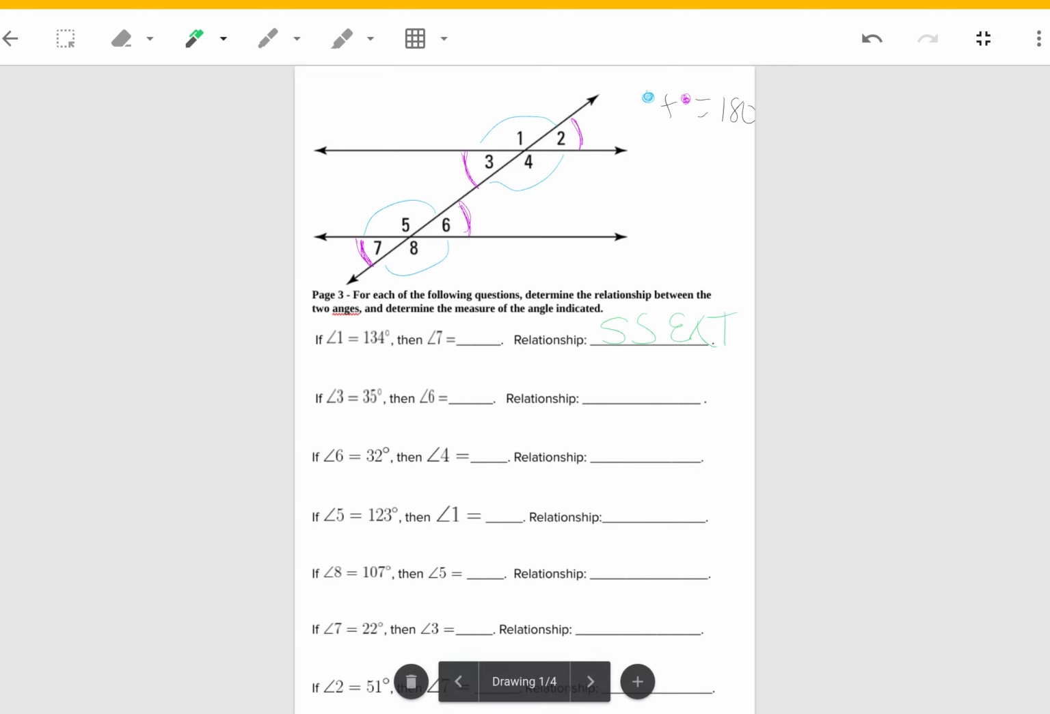And since they are one purple and one blue, I know they have to add up to 180. That's what we're saying right here. So then that's going to be 180 minus 34, which is 46.